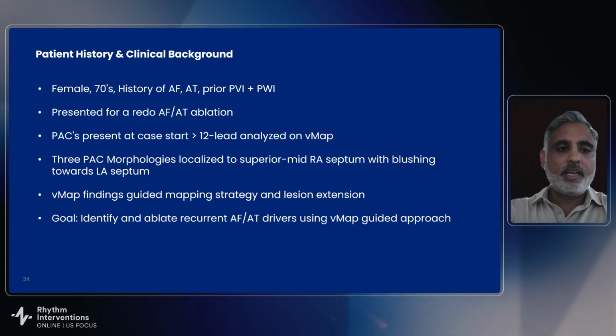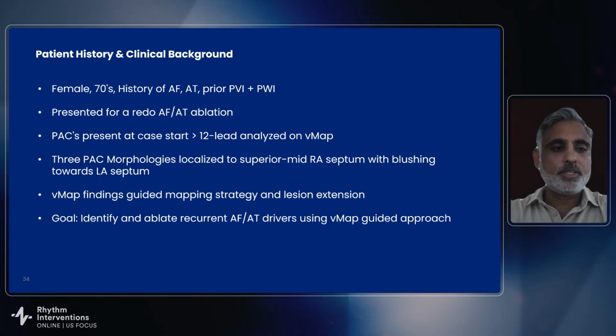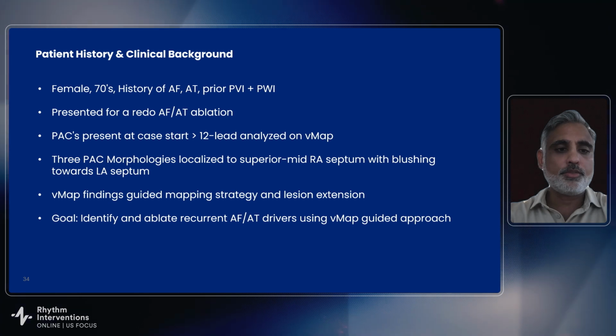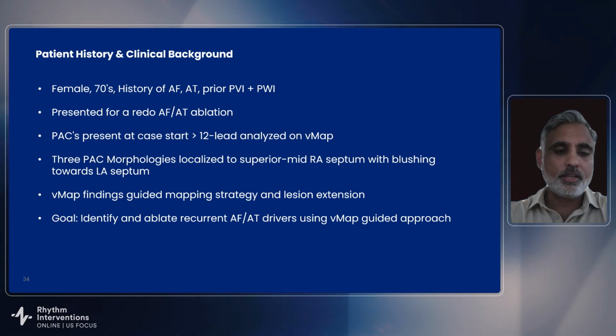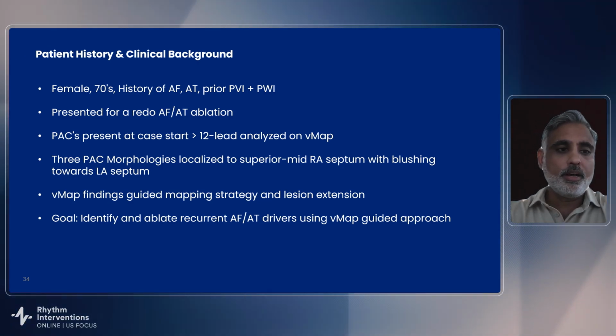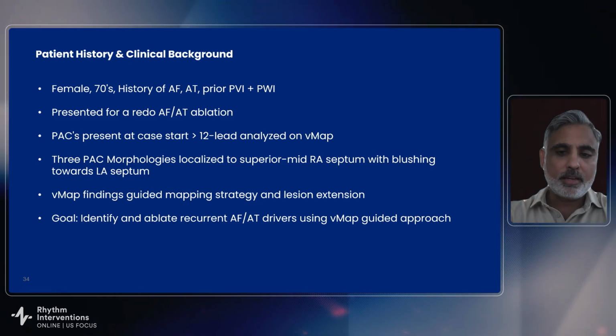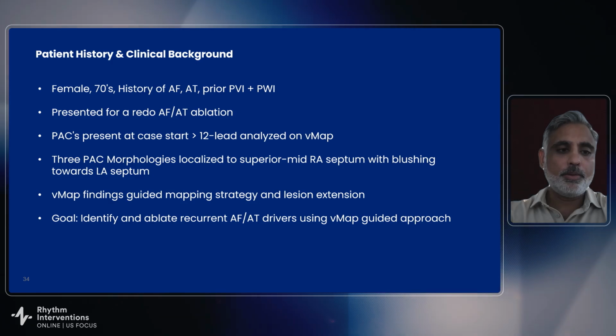So now I'll go over a case study of a case that we did recently. The patient was a 70-year-old lady with a history of atrial fibrillation and ATAC with a prior PVI and posterior wall isolation using PFA. She presented for a redo ablation with more of an irregular atrial tachycardia. She had incessant rapid atrial tachycardia that was very irregular.